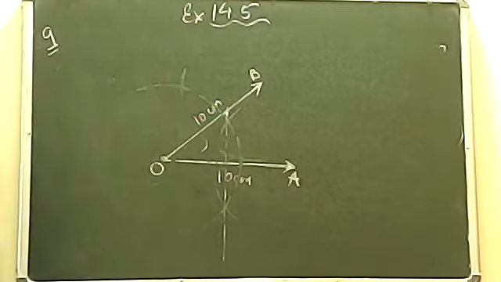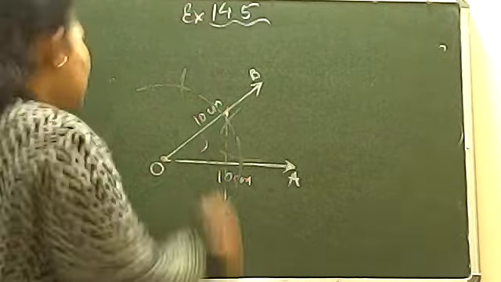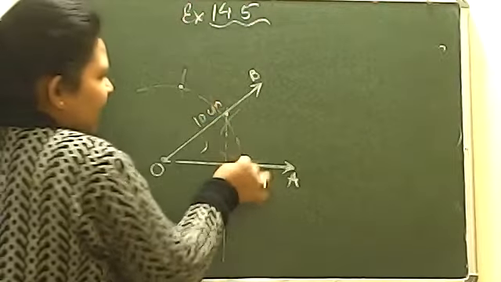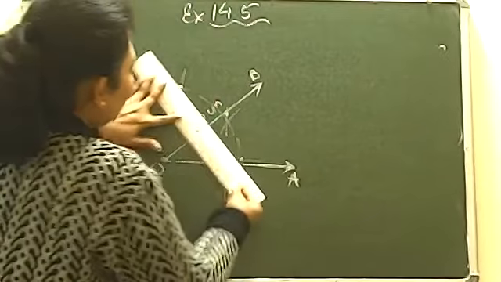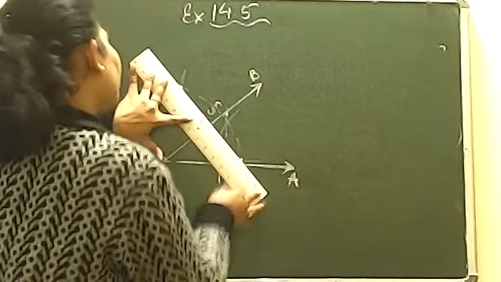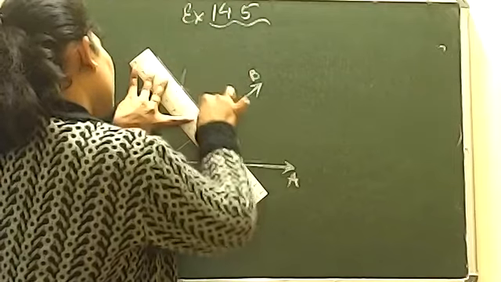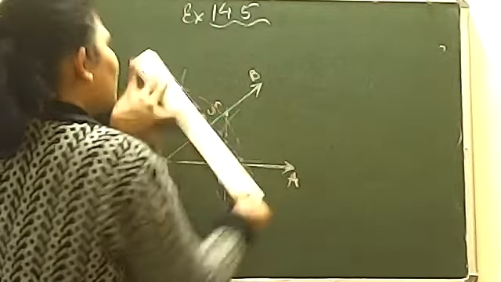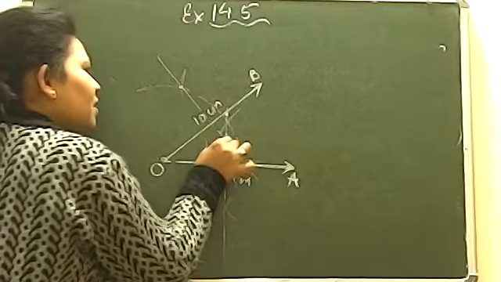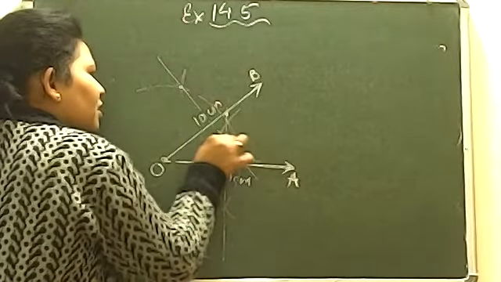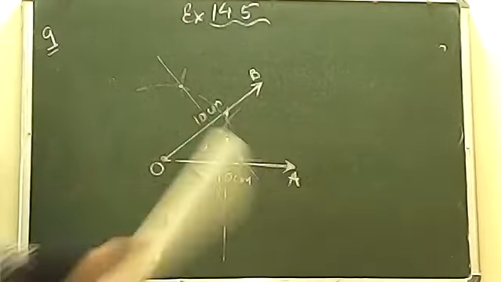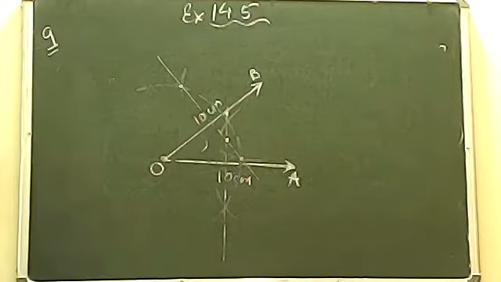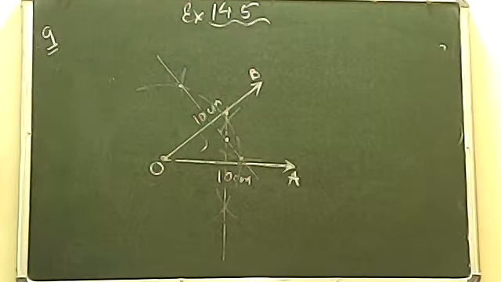Yes, I have completed this, and now I'm going to join it. This is my first point, and this I have got as the second point. Now I'm going to join both the points. Done. Now here, both the bisectors are meeting on this middle point. Do it till here.